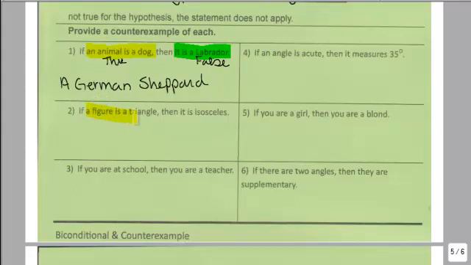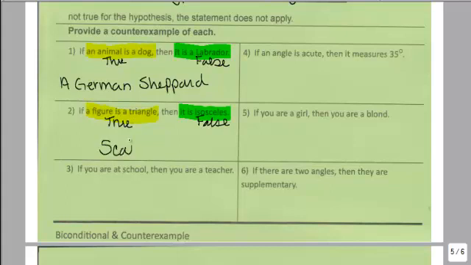If a figure is a triangle, then it is an isosceles. So we have to find an example that is a triangle, but that is not an isosceles. And a lot of you are probably thinking equilateral, but an equilateral is an isosceles also. You have to remember that equilateral and isosceles are talking about sides of triangles. So we have to come up with a triangle that is not isosceles or equilateral. So the only other triangle that exists, it's called a scalene.